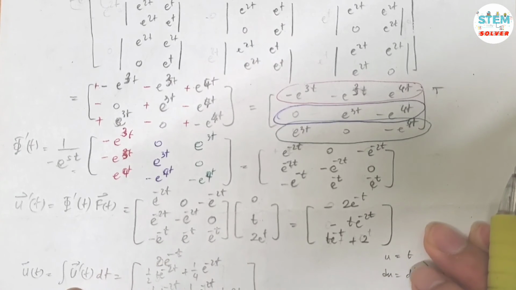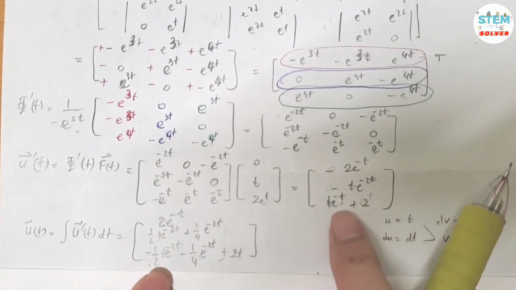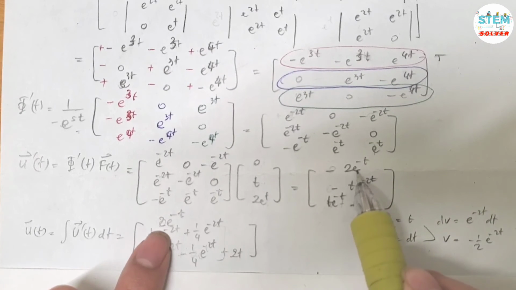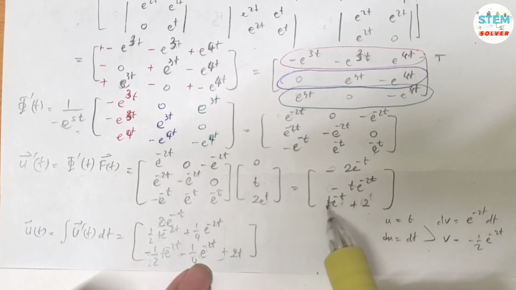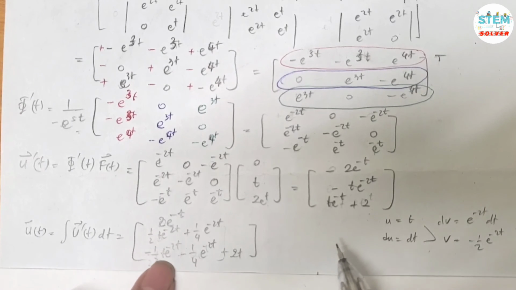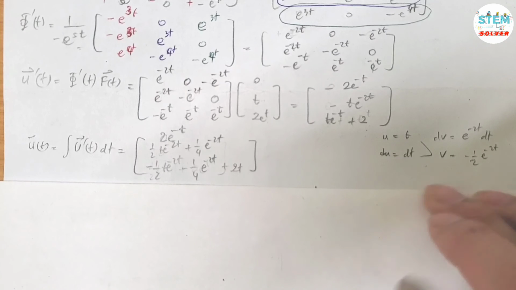Then the next step is to find the integral of this matrix. Integrating this one gives you this matrix. For this one, it's very simple. You have positive 2e to the negative t. This one is a little bit tricky, but if you use the integration by parts method, it's simple. Let u equal t, then dv equal e to the negative 2t, then integration by parts will give you this answer.